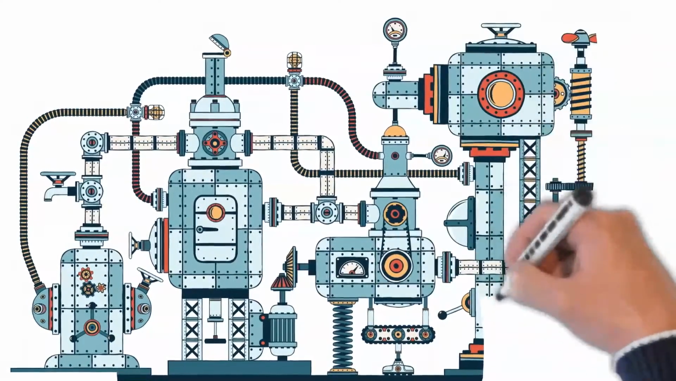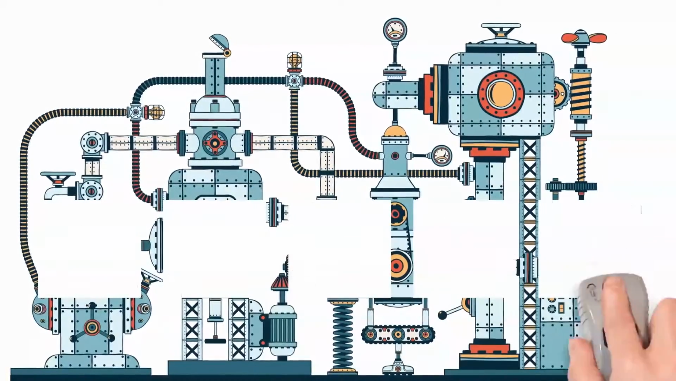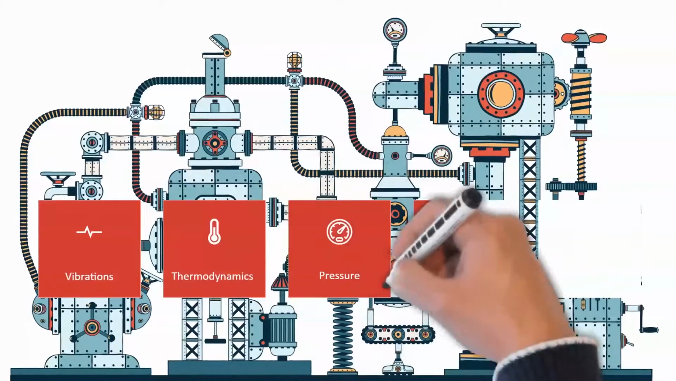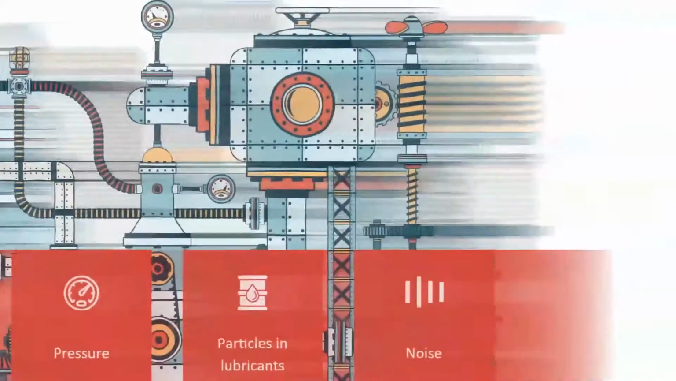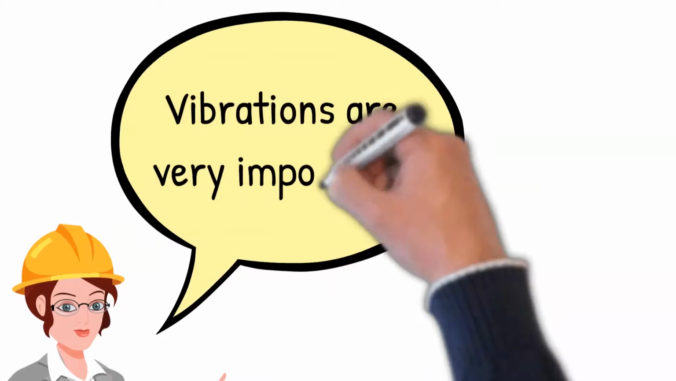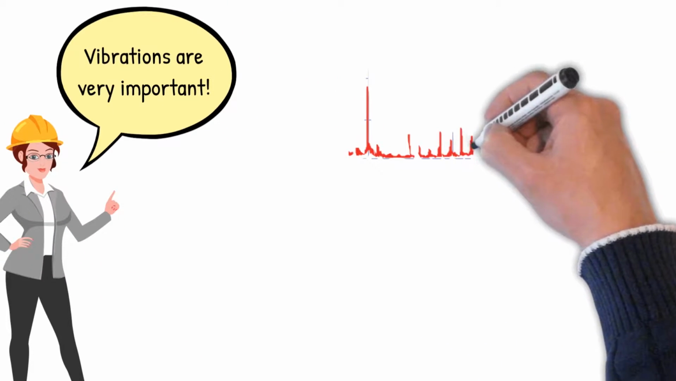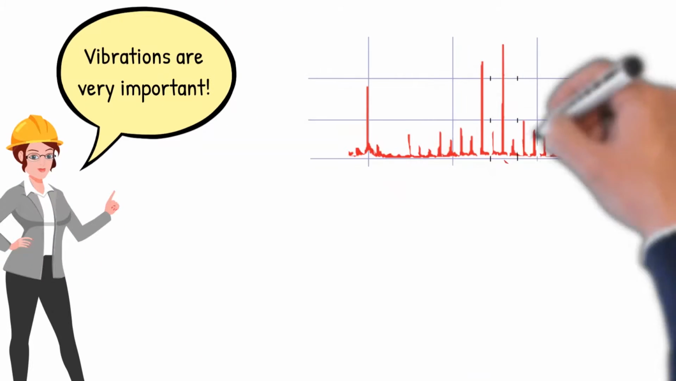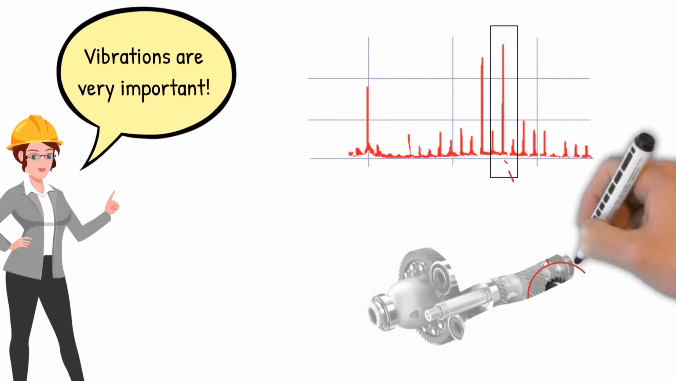In order to predict possible failures, sensors and instruments are used to monitor specific parameters: vibrations, thermodynamics, pressure, lubricants, noise, and others. Vibrations are very important. Increasing vibration amplitude in specific frequency indicates the deterioration of a specific component.